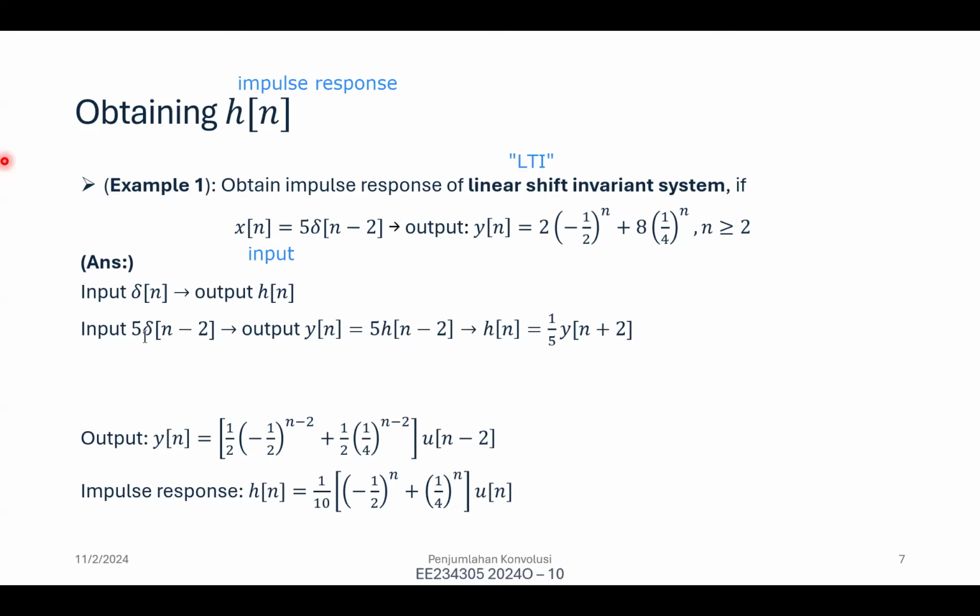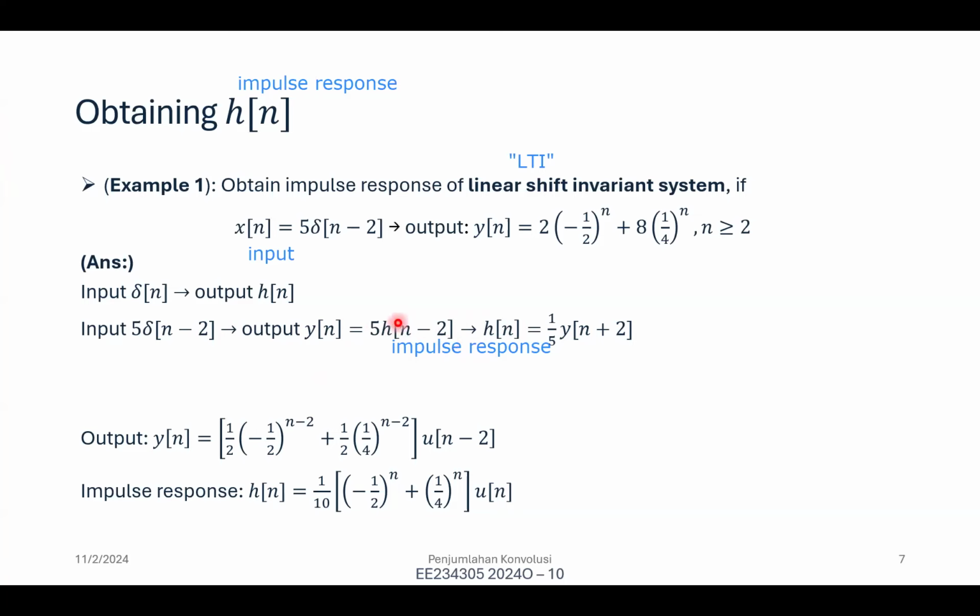So now we have input 5 delta n minus 2. And now the output is like this, 5 h n minus 2. So this is the impulse response. Yeah, impulse response. And we can flip this or we can switch this.